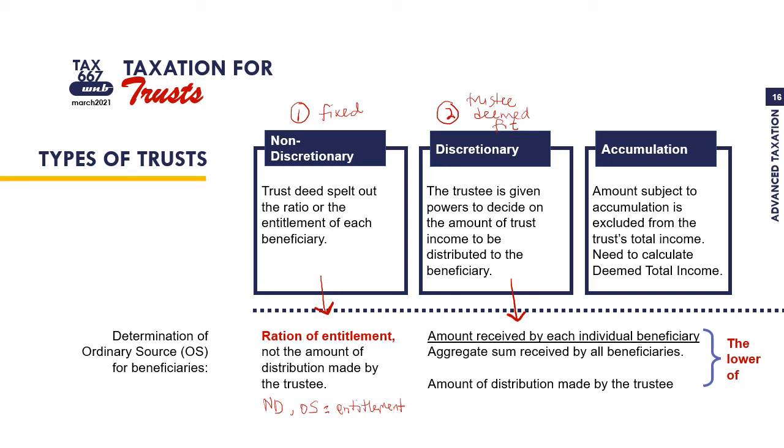Let's say we have 3 beneficiaries. So I will take the amount received by each individual beneficiary. How much waris 1 gets divided by the amount waris 1 gets plus what waris 2 gets, plus what waris 3 gets. That is the aggregate sum, everything the beneficiaries get from the trust body. Compare that with the amount of distribution made by the trustee, how much waris 1 has been paid by the trustee.